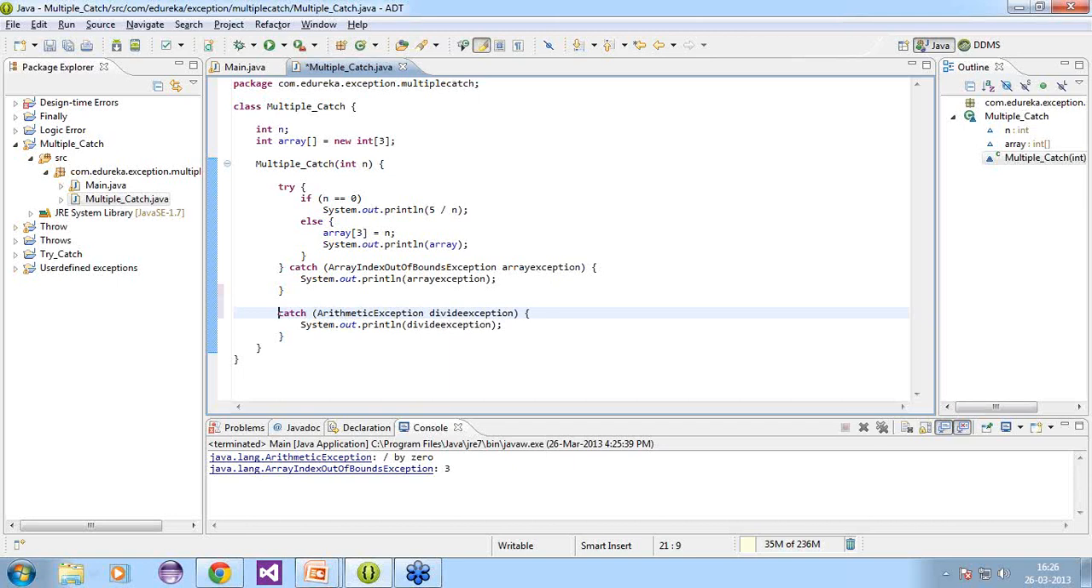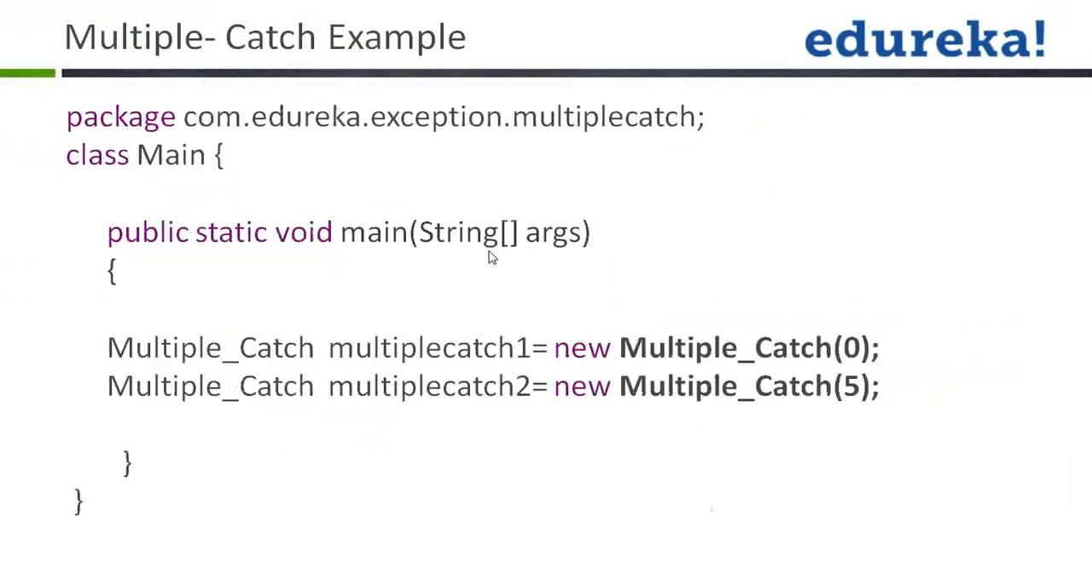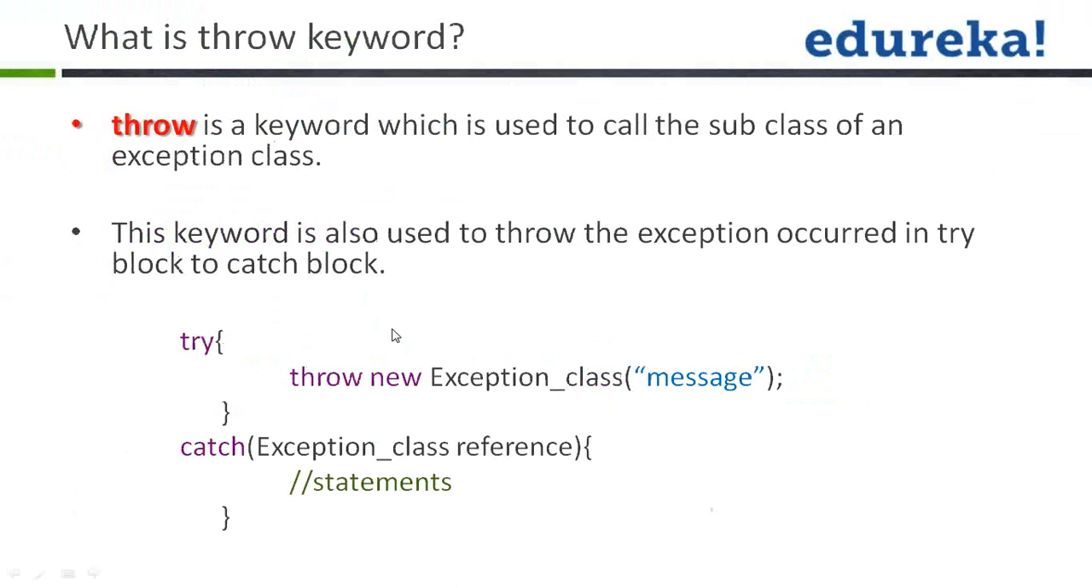Sai says yes, Ashraf says yes, Mavis says yes, Yogesh and Vijay say yes, Sarah says yes, Ahmed says yes. Very good. So getting back to the presentation, the same example, two objects, that thing in the main method. Moving on. Now what is a throw keyword?